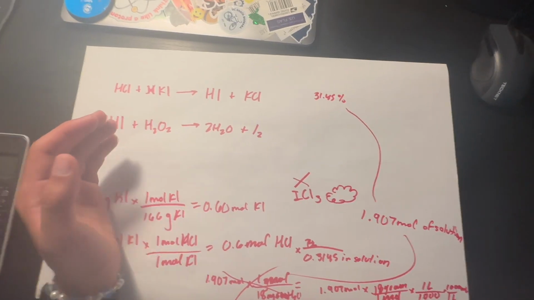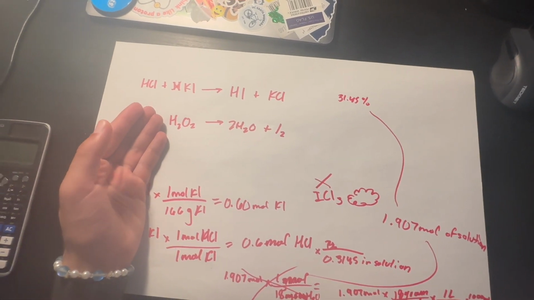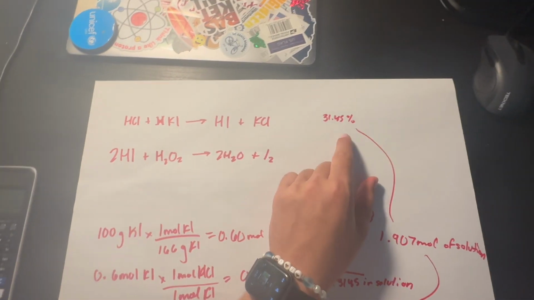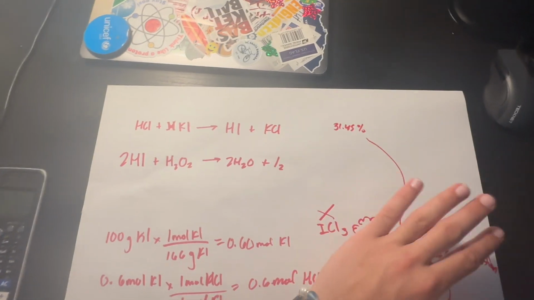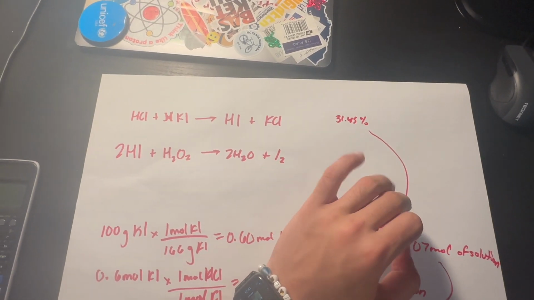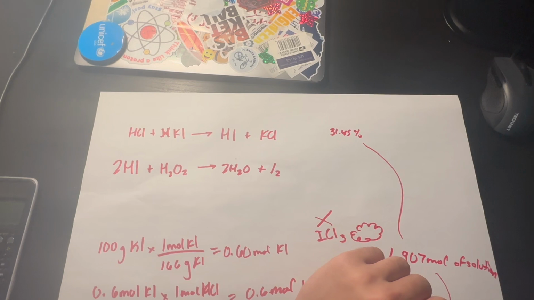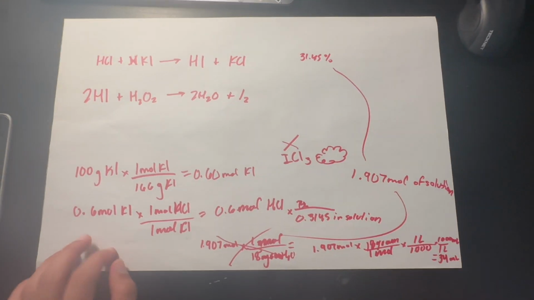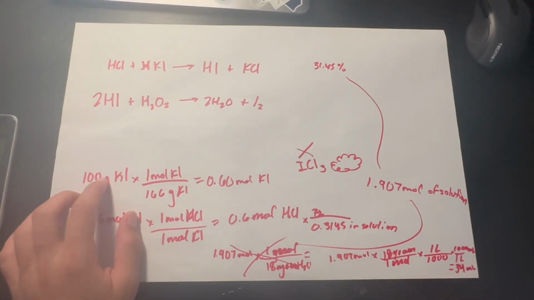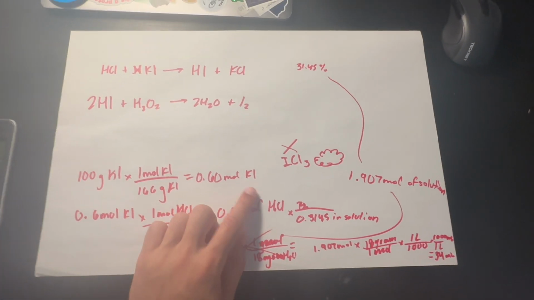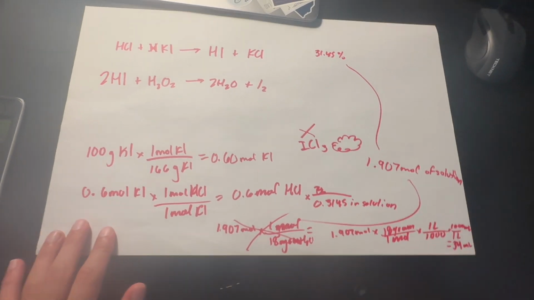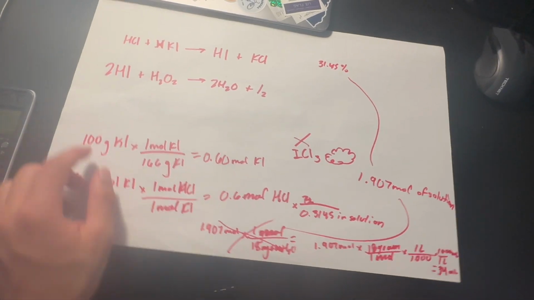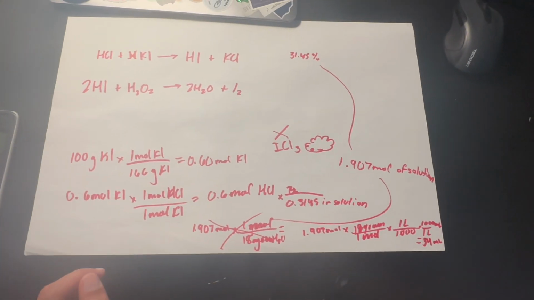The question is how much HCl I use. I have 100 grams of potassium iodide, and I have tons of 31.45% HCl. It doesn't give me a molar, which is pissing me off, but I think I'm fine. So in 100 grams of KI, you have 0.6 mole of KI, and for every 0.6 mole of KI, according to the reaction, I need 0.6 mole of HCl.